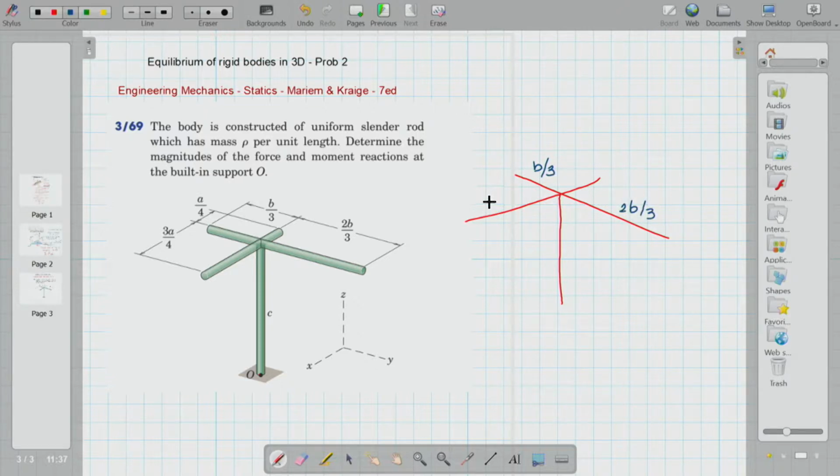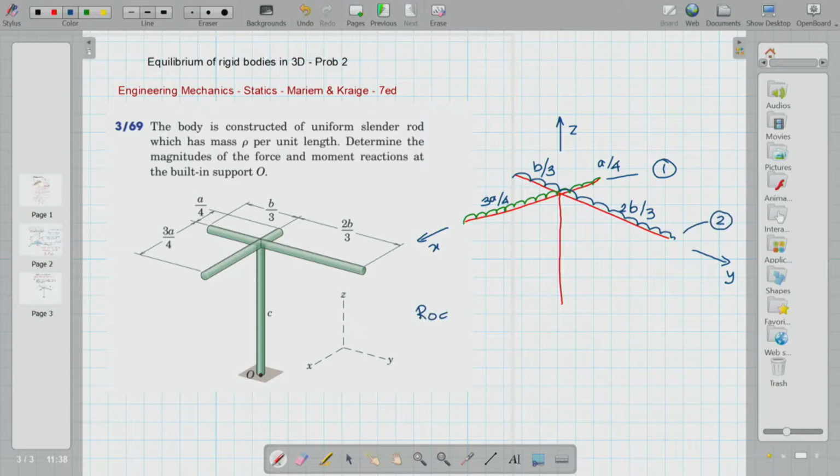This is 3a by 4. To this it has a uniform mass, and on the other one you have another mass. Rho is given as the mass per unit length for both the rods. So looking at it, this is my y axis, this is my x axis, and this is my z axis. So due to rod 1, I will call this rod 1 for simplicity's sake, and this is rod 2.